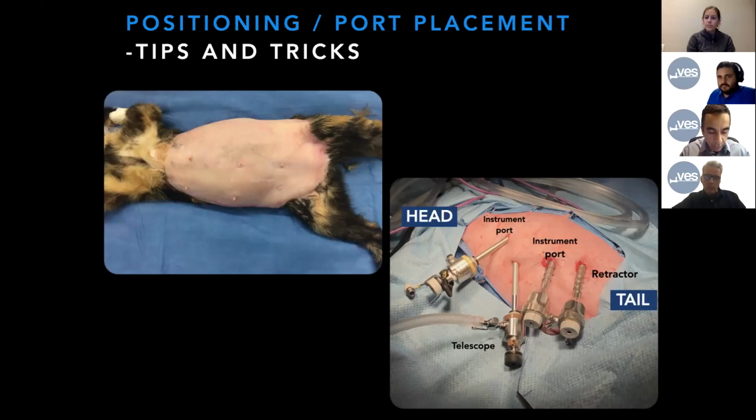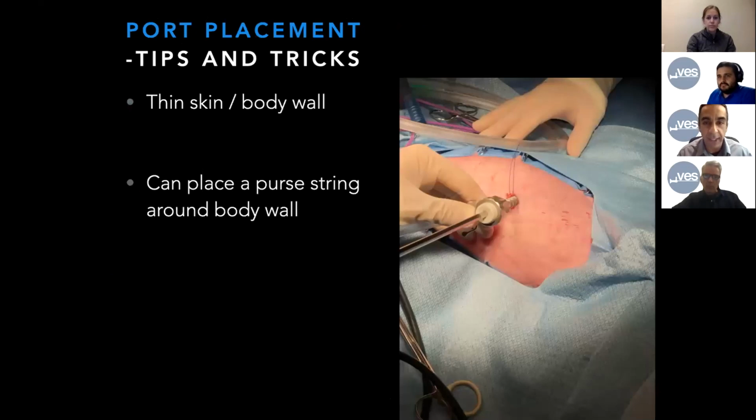And these ports are all placed in a triangulating fashion, obviously, just to optimize your angle of instrumentation, or getting your instrumentation to the adrenal. So one thing, this is obviously an issue in cats, and a very experienced group here has probably experienced this as well, but I'll just play the video. This is something that I've experienced in cats. They have a very thin body wall.